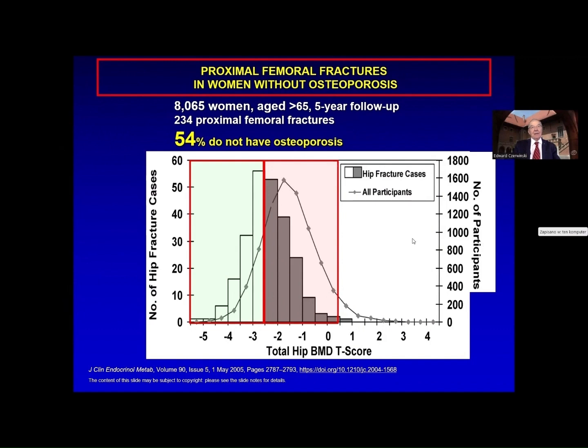And this is even worse if we look at the women who sustained a proximal femoral fracture. Here are 234 patients, and as you see, 54 have not osteoporosis. So they will not be diagnosed as osteoporotic, and they will not be treated.